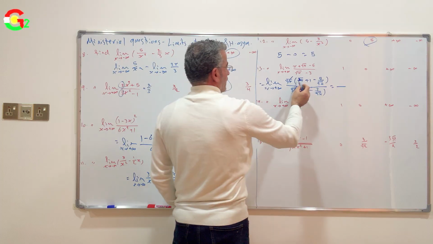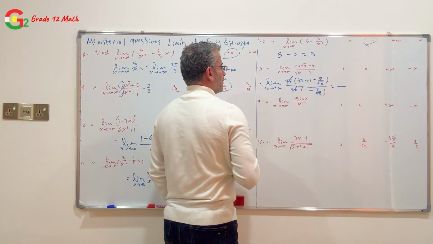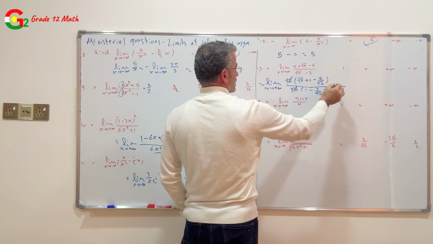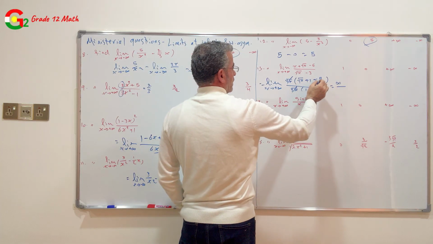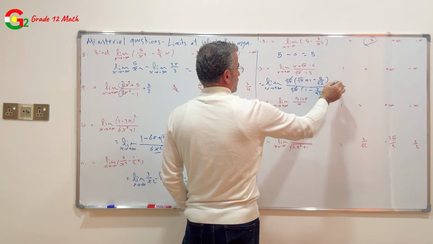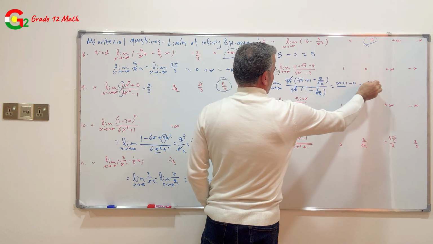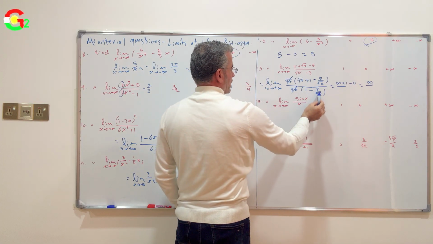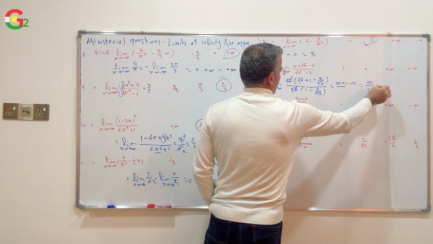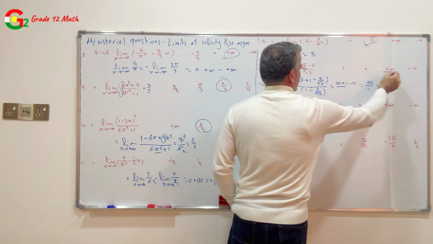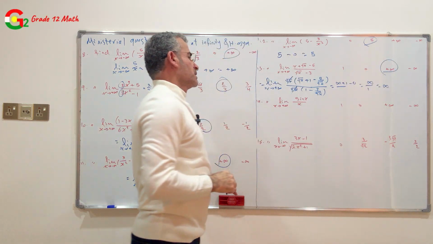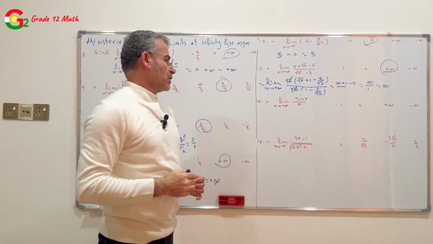Substitute every x with positive infinity. Square root of positive infinity is infinity, 5 over infinity is 0, so infinity plus 1 minus 0 equals infinity, over 1 minus 3 over infinity, which is 1, equals infinity. Choice C. Question number 14.